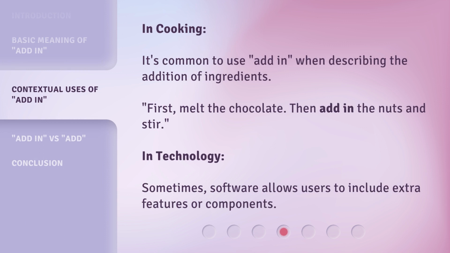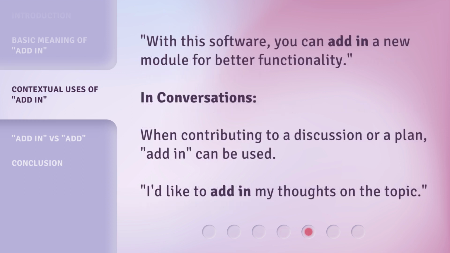In cooking, it's common to use add in when describing the addition of ingredients. First, melt the chocolate, then add in the nuts and stir. In technology, sometimes, software allows users to include extra features or components. With this software, you can add in a new module for better functionality.